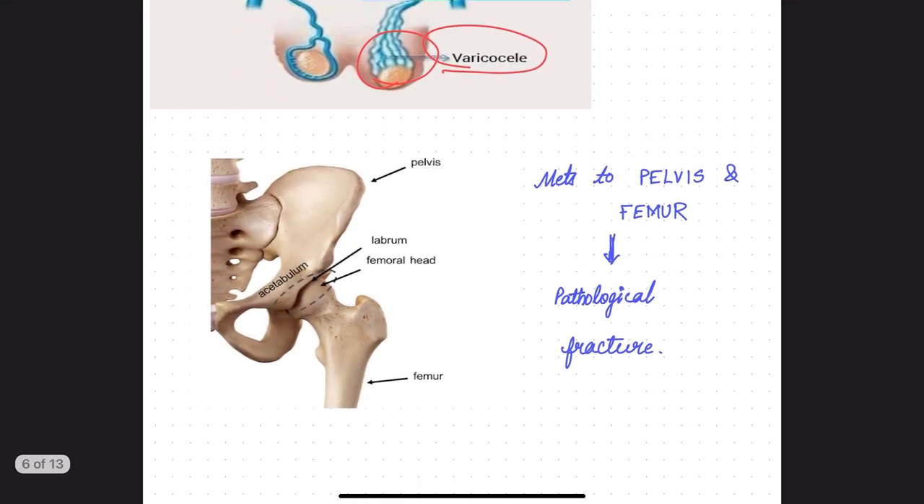And whenever this renal cell carcinoma metastasizes to the pelvic bones or the long bones like the femur, there can be pathological fractures.